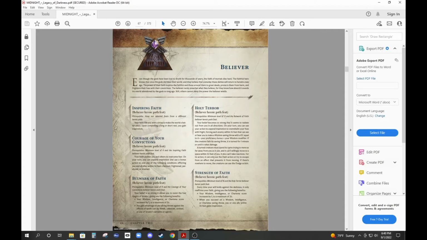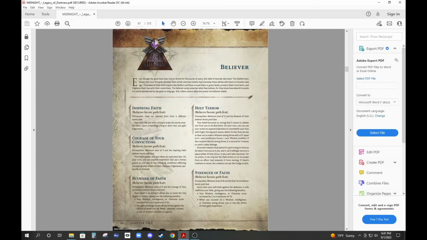Believer. Even though the gods have been lost to Aerith for thousands of years, the faith of mortals dies hard. The faithful hero knows that once the gods did bless their world, and they believe that someday these deities will return to herald a new age. The power of their faith inspires the faithful and those around them to great deeds, protects them from harm, and frightens their foes with their convictions. The believer rarely preaches what they believe, for they know how absurd it sounds in a world abandoned by the gods so long ago. Still, others cannot deny the power the believer wields.